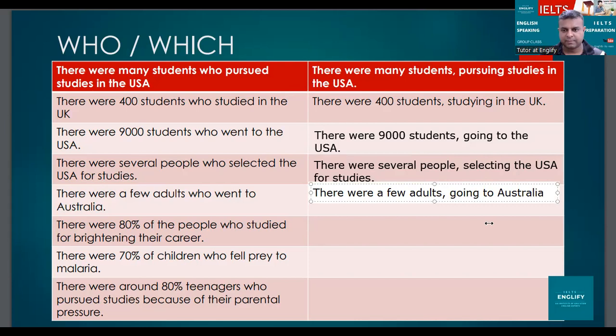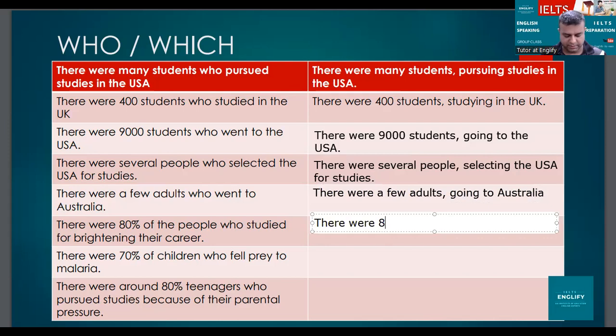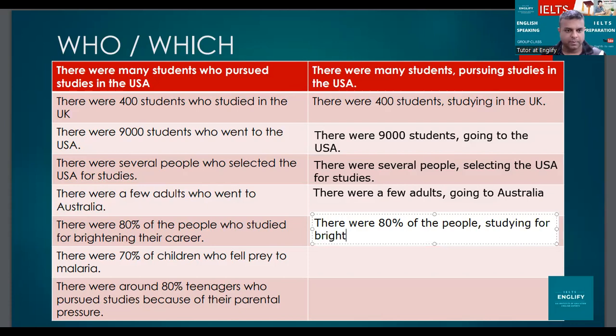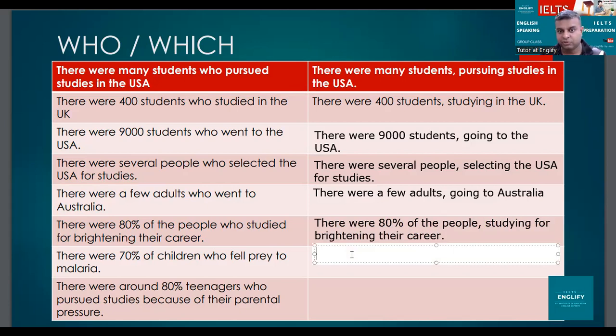The next sentence coming right away. So what is it? Now there were 80% of the people studying for brightening their career. First of all, the sound of this C-A-R-E-E-R, it's always career. It's not carrier, because carrier is something that picks up cargoes, delivers it to another country, all by huge ships, right?